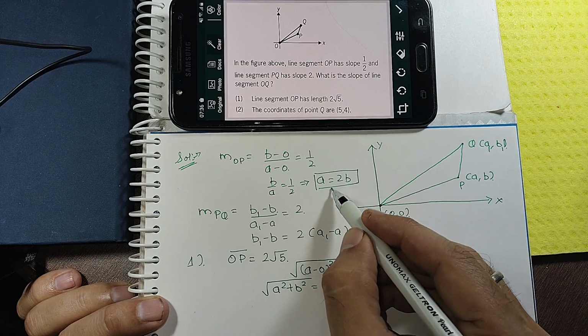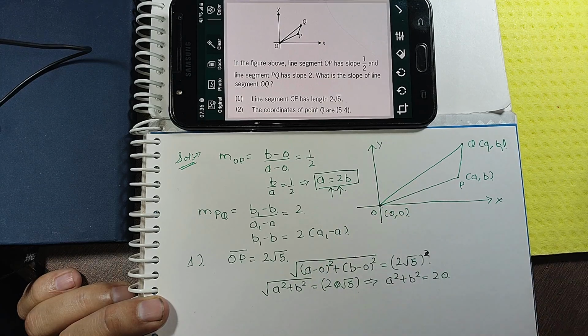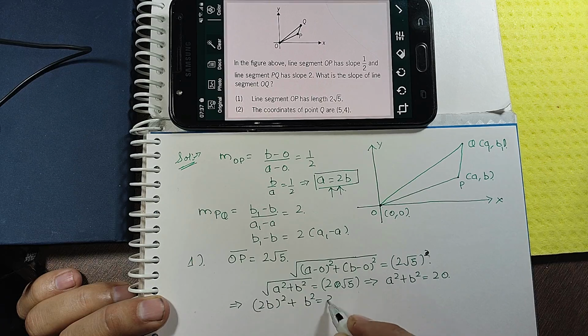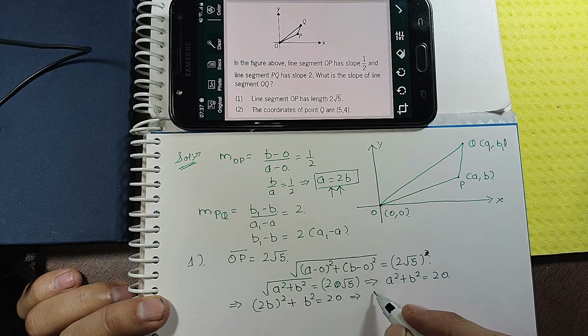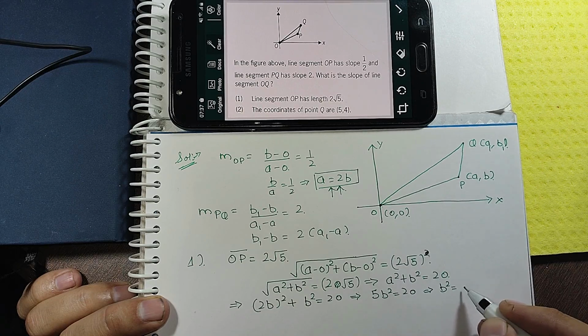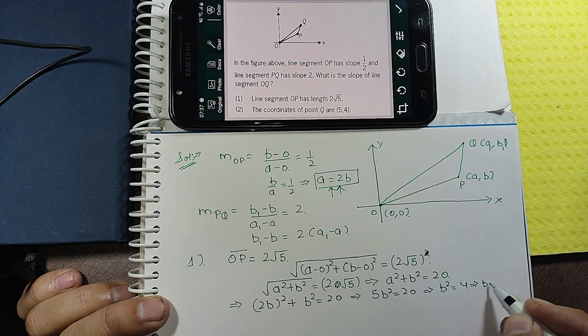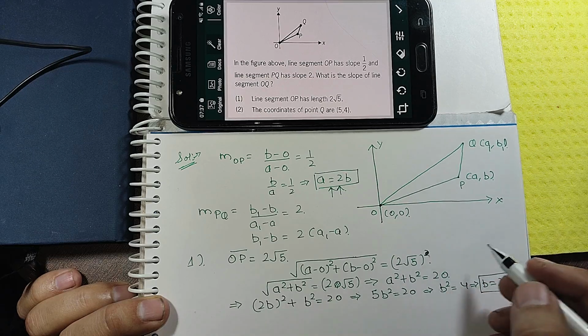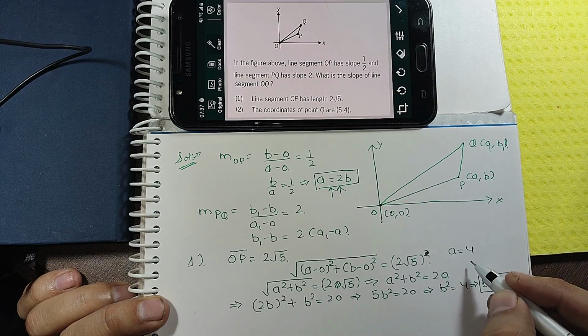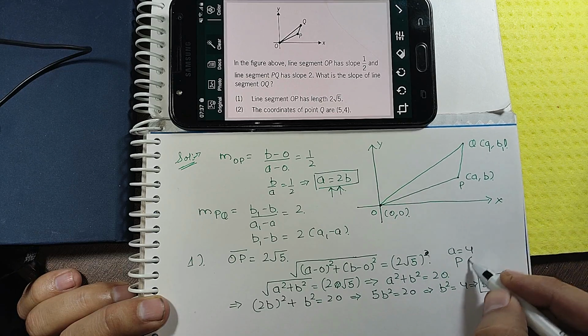Now we have established over here that a is equal to twice of b. So putting this value over here, I will get twice b whole square plus b square equal to 20. This implies 4b square plus b square, that is 5b square, is equal to 20. So b square is equal to 20 by 5, equal to 4, which means b is equal to 2. Now if b is equal to 2, then a will be equal to 4. So basically the coordinates of P become 4, 2.